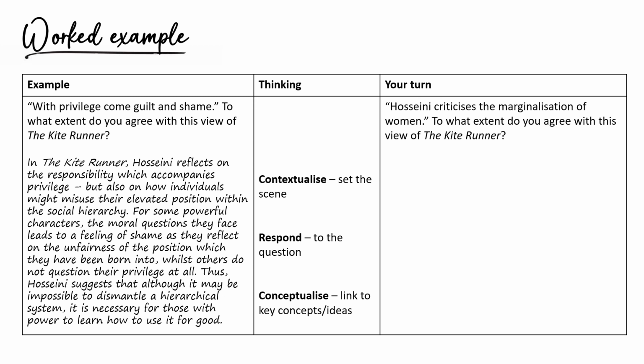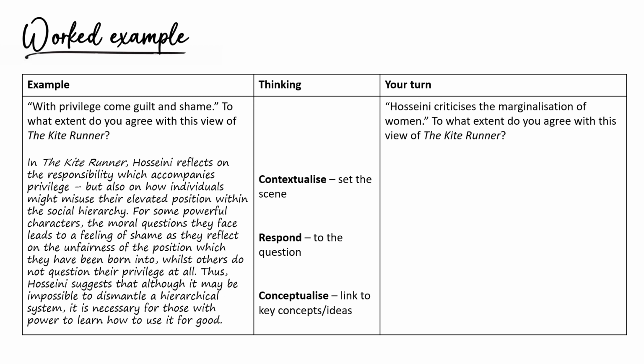So what you can see here is that in my first sentence, I've contextualized. I've set the scene, I've linked it in with the wording of the question. I've suggested really that I know what the question is asking me to do and what I'm talking about. I've then responded directly to the question. So I'm starting to give my opinion here on that particular question. And finally, I'm conceptualizing, so linking it in with those key ideas in Hosseini's text.